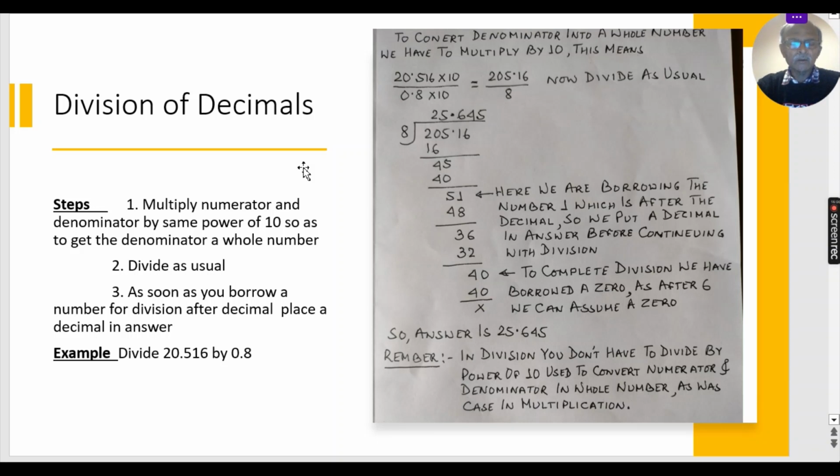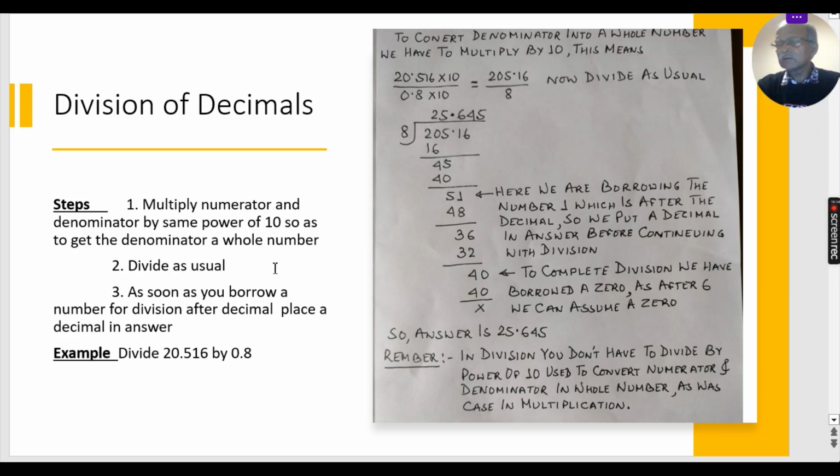What we do here is different from the multiplication. Here we multiply both the numerator and the denominator by the same power of 10, so that my denominator becomes a whole number. In multiplication there was no restriction to multiply with the same power. There we were supposed to individually convert each to a whole number. Now here only the denominator has to be converted to a whole number. Whatever power of 10 we use to convert the denominator into a whole number, with the same power of 10 we will have to multiply the numerator also. This is the major difference between the multiplication and division of decimals. And then we divide as usual.